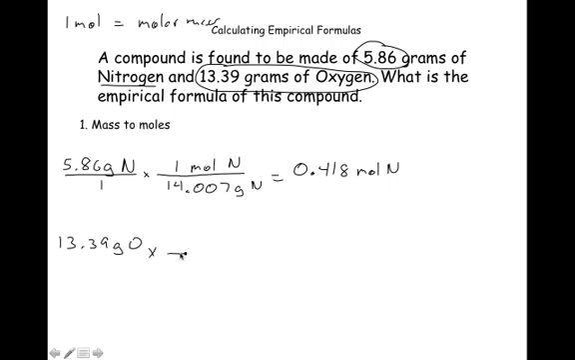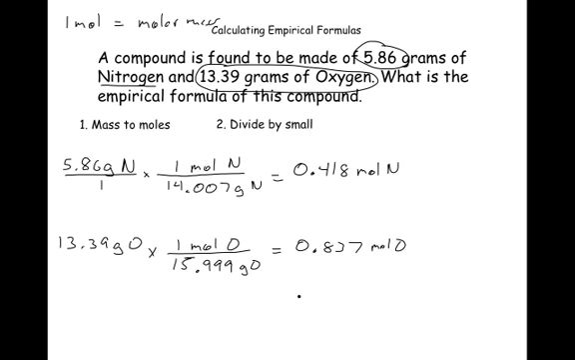Then we do the oxygen as well, 13.39 grams of oxygen, and we'll do the same thing. We'll convert it into moles. So 1 mole of oxygen has a mass of 15.999 grams of oxygen, and when you divide 13.39 by 15.999, you get 0.837 moles of oxygen. Okay, so that's mass to moles, step 1.